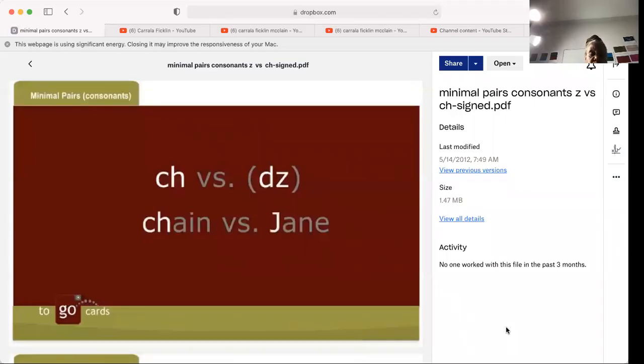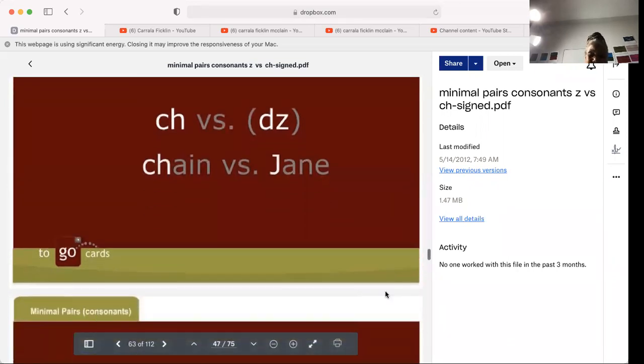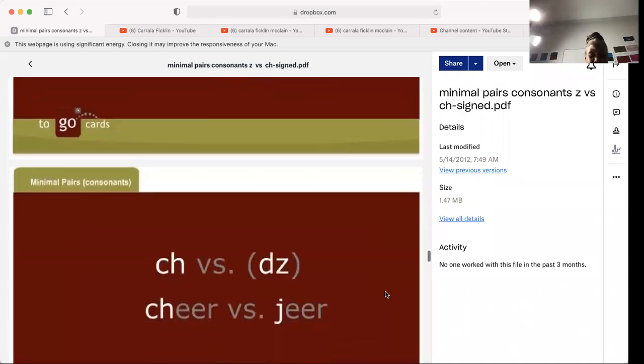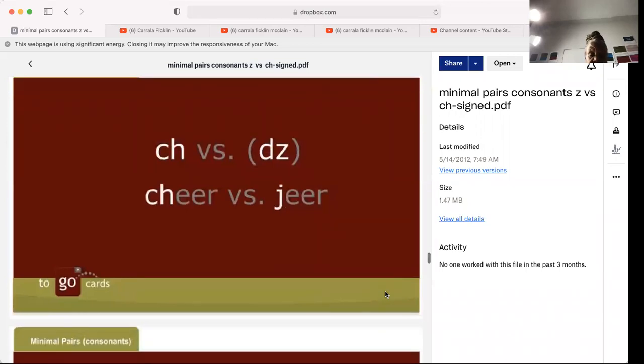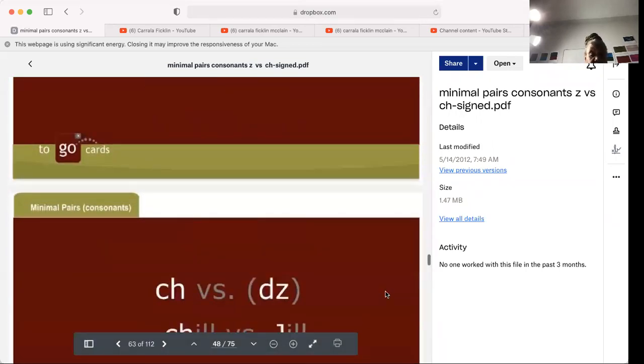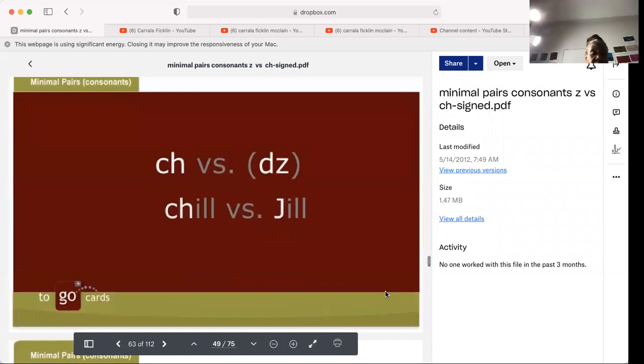So we're going to start. This is the CH versus, well, phonetically, it's the DZ. Letter-wise, it's the J or the soft G sound. Chain, Jane. I mean, it's not that hard to distinguish. Cheer, cheer, but it has its moments. Chill, chill.